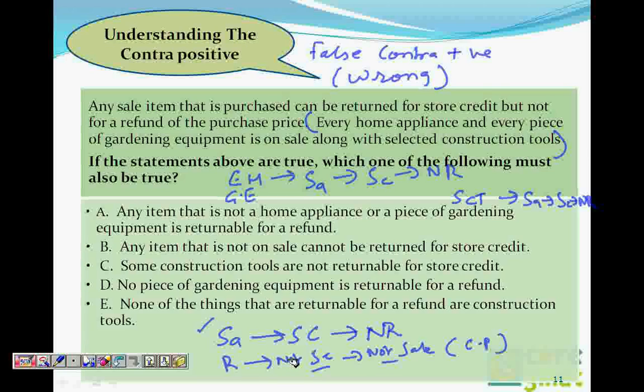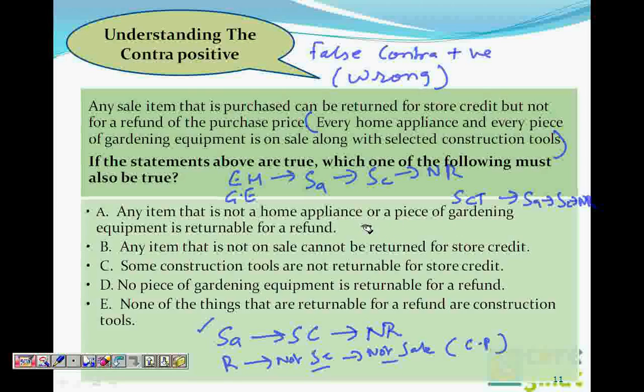Let's go to choice A. It says any item that is not a home appliance or a piece of gardening equipment is returnable for refund. Where is it written? Here, every home appliance and every piece of gardening equipment is on sale. Now, what do you get out of choice A? It's not true. Why is it not true? Because it's a false counterpositive. My choice is if it is refunded, then it is not a gardening equipment. But I cannot say if it is not a gardening equipment, then it is refunded. It is beyond the statements.